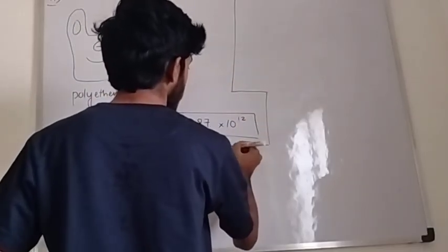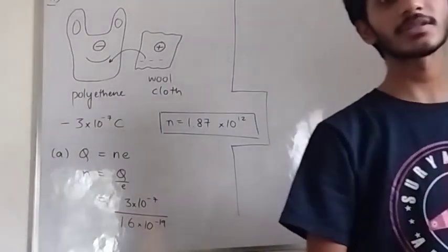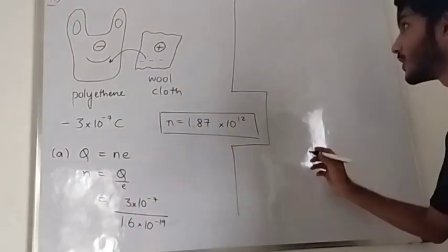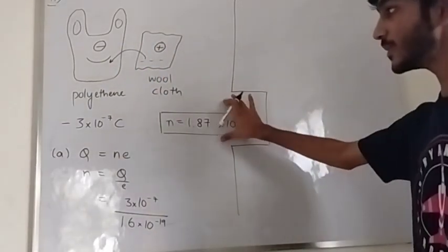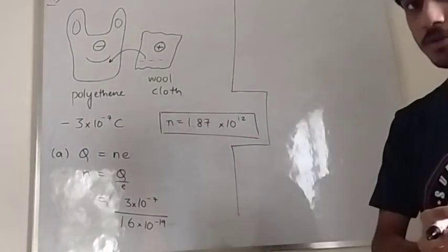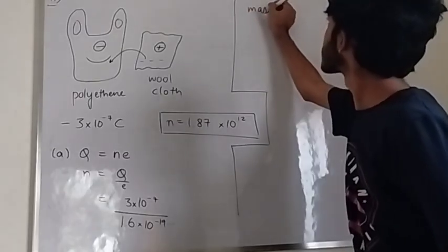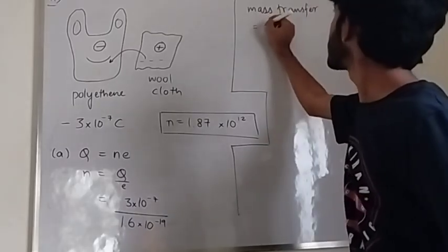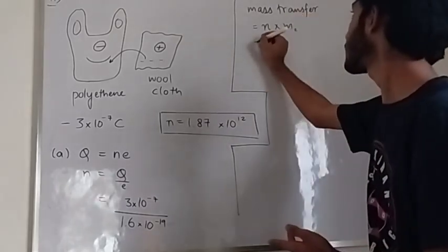The second part is asked to us: is there any mass transfer? In most questions we assume the mass of electrons to be negligible, as you have studied in chemistry in class 11th chapter 2, structure of the atom. But here there will be some mass transfer because there is transfer of electrons. So these many electrons are transferred, and the mass transferred will be the mass of each electron times the number of electrons. So mass transfer will be equal to N, the number of electrons, into the mass of each electron.